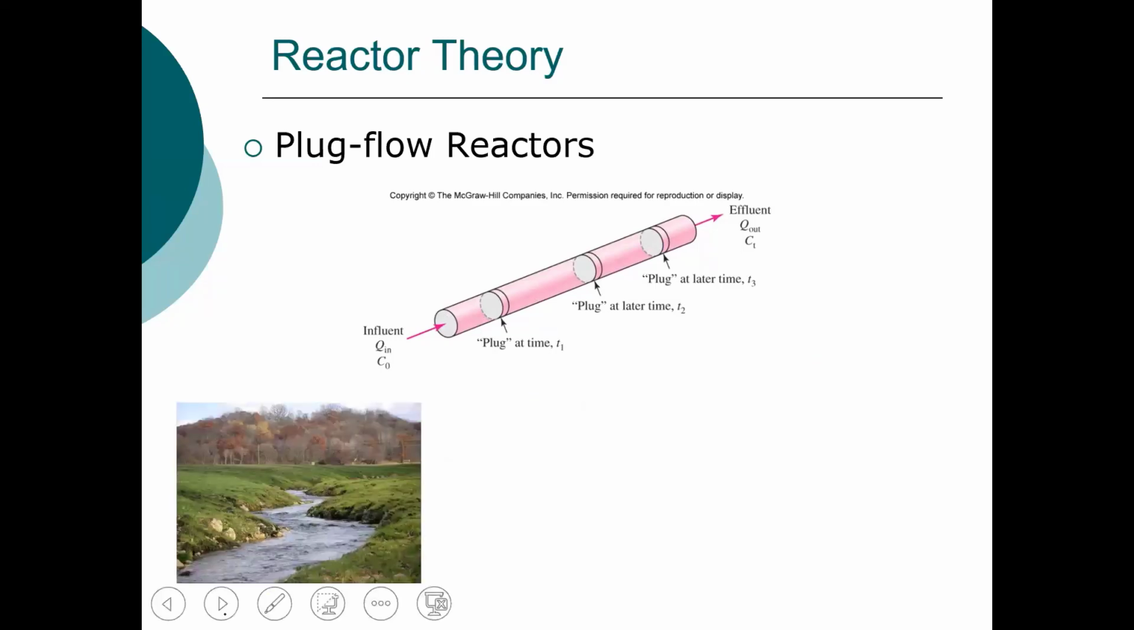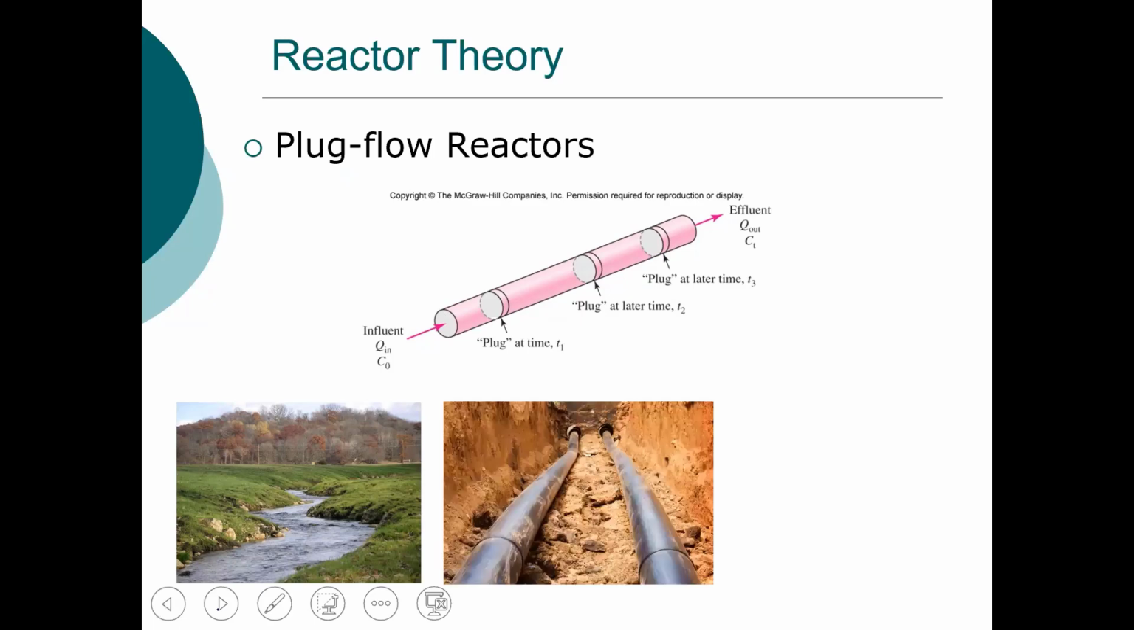So we can model a river. So back in 280, when you modeled the reaction kinetics in a river, what you used was plug flow. So we can use the same model in a pipe. Same thing. We talk about a piping network. We talk about the distribution system.